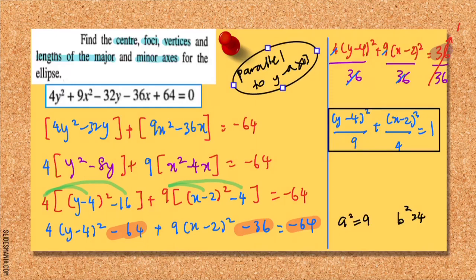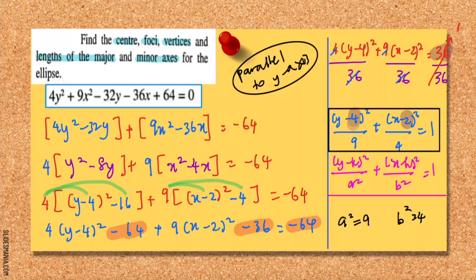Then we can compare (y - k)^2 / a^2 + (x - h)^2 / b^2 = 1. So now we can conclude our center. Our center here is (h, k). Therefore, our center now is equal to (2, 4).